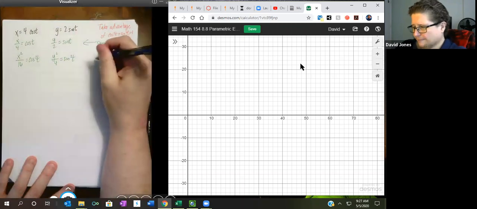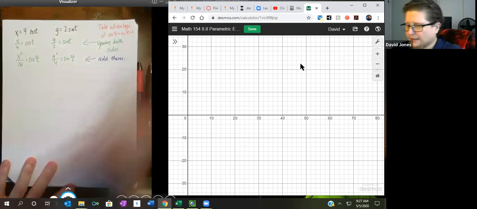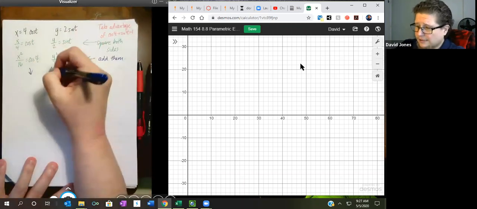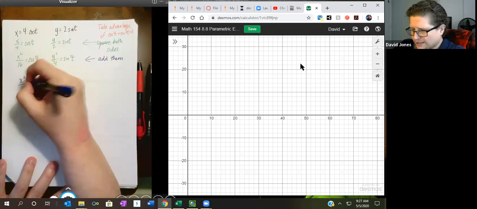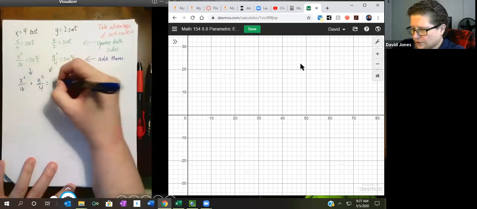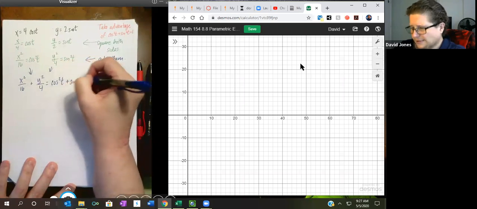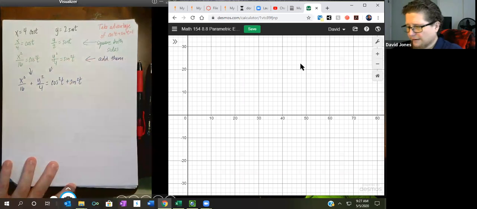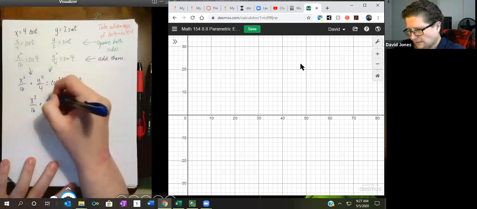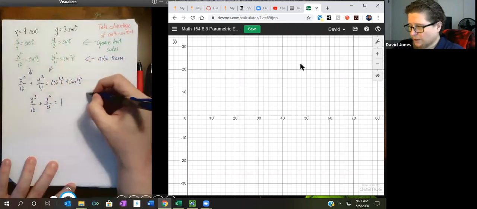Now we'll add them, the left sides and the right sides. So putting them together, I get x squared over 16 plus y squared over 4 equals cosine squared t plus sine squared t. But that right side is 1. And that is the equation for an ellipse.